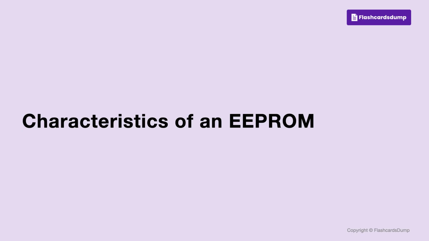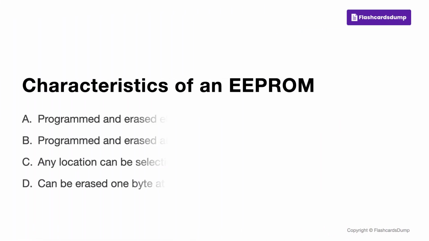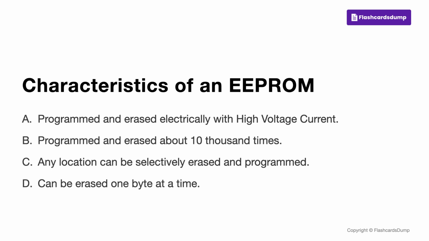Characteristics of an EEPROM. Programmed and erased electrically with high voltage current. Programmed and erased about 10,000 times. Any location can be selectively erased and programmed. And can be erased 1 byte at a time.